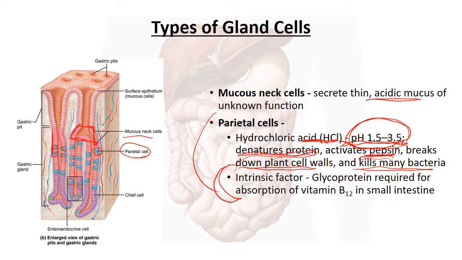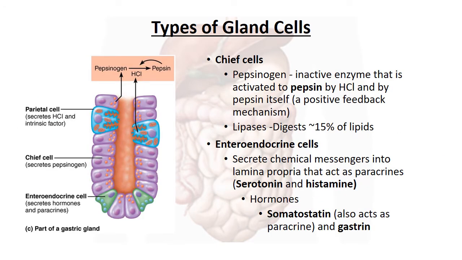Another important thing that these parietal cells do is that they secrete an intrinsic factor. The intrinsic factor is required for us to absorb B12 in the small intestine. So remember that. You have to have the intrinsic factor from the parietal cells secreted into the stomach. Then when the B12 gets to the small intestine, that intrinsic factor will allow the small intestine to absorb it. Okay, let's move on.